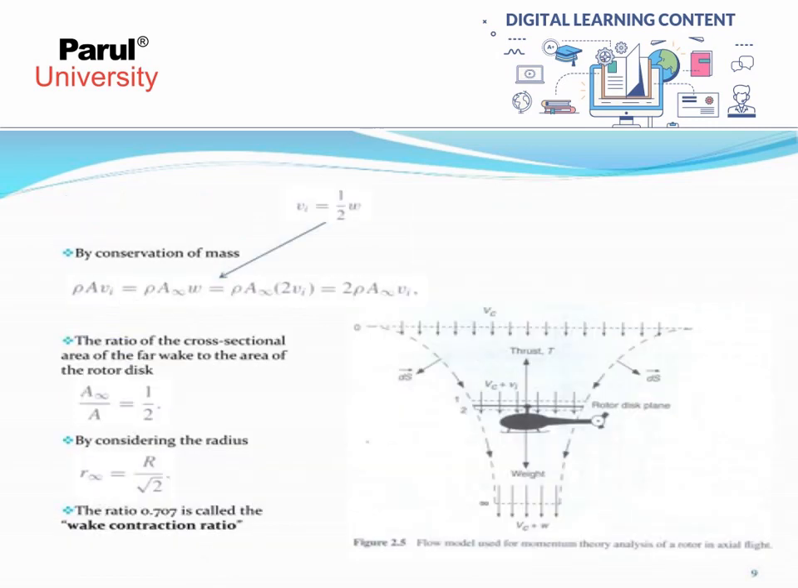In this slide, by conservation of mass, rho a vi is equal to rho a infinity omega is equal to rho a infinity bracket 2 vi is equal to 2 rho a infinity into vi, where vi is equal to 1 upon 2 into omega. The ratio of cross-sectional area of the far wake to the area of the rotor disc is a infinity by a is equal to 1 upon 2, and by considering the radius r infinity is equal to r by root 2, the ratio 0.707 is called the wake contraction ratio, and this is the flow model used for momentum theory analysis of a rotor in axial flight.